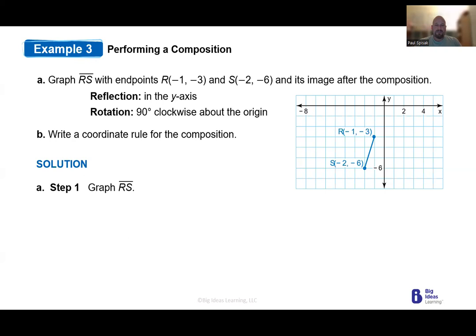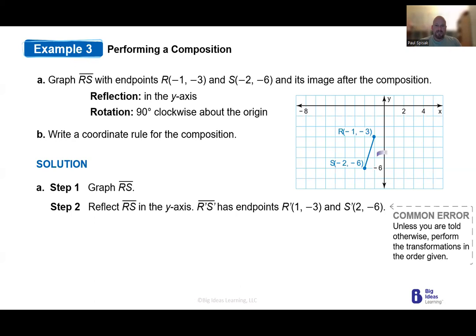If it just wanted the points, we could use those rules from the last couple of sections in order to figure out what those points would be. So first, all the x's become positive. R, which is at (-1, 3), becomes (1, 3). And then S, which was at (-2, -6), will now be at (2, -6).